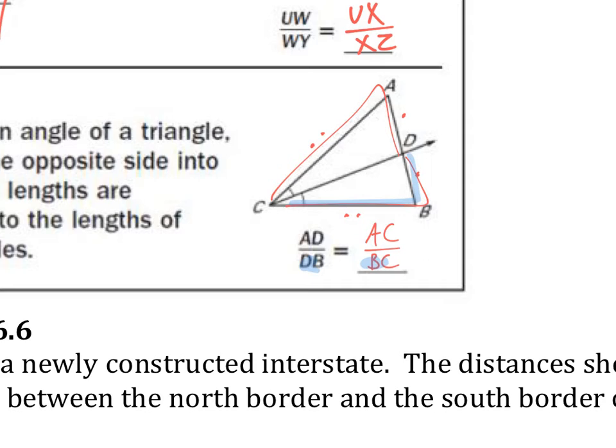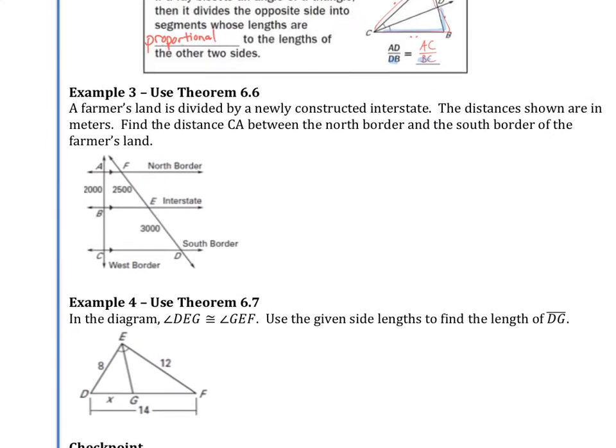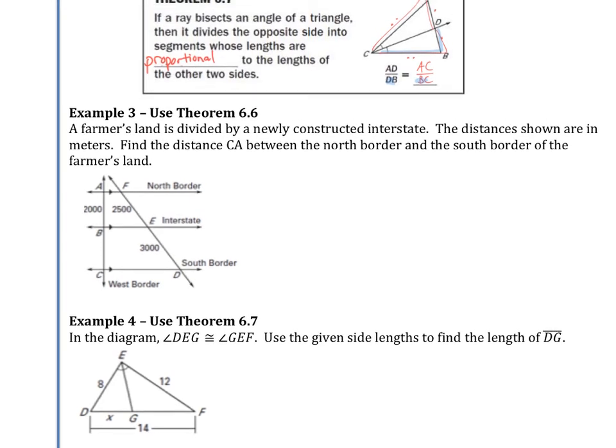And then we have, I think, two more examples and a couple checkpoints. So example 3, a farmer's land is divided by a newly constructed interstate. The distances shown are in meters. Find the distance from C to A between the north border and the south border. So we want to know how far it is from C to A. To know that, we have to find out what X is. And X is that piece right there from B to C.